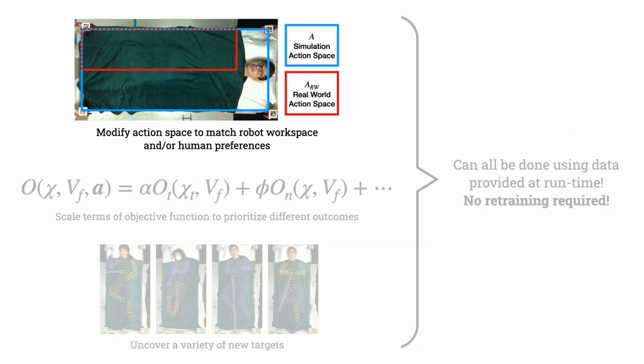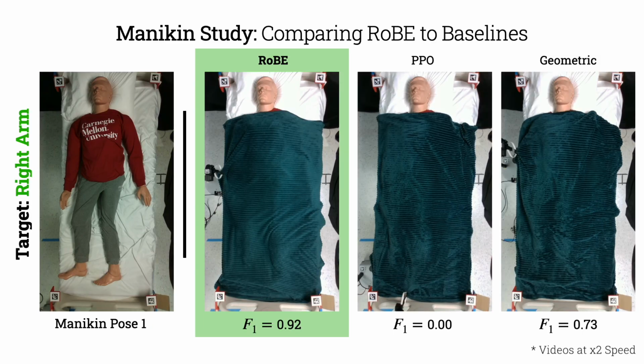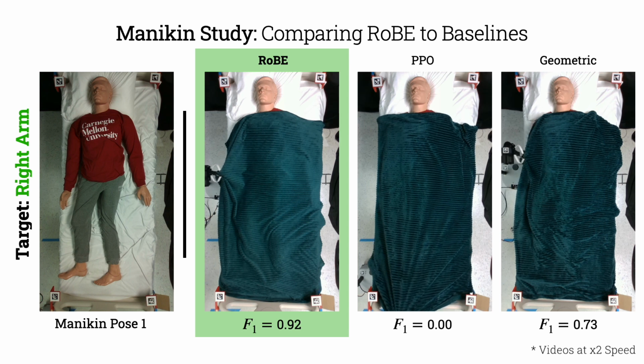The RoBE framework has several key advantages. Namely, since only the cloth dynamics model is learned, we have significant flexibility to modify the optimization loop and objective function at runtime. For example, we can modify the action space based on situational constraints, scale terms of the objective function to change the priority of rewards versus penalties to get different outcomes, or add new targets to uncover, all without retraining any models.